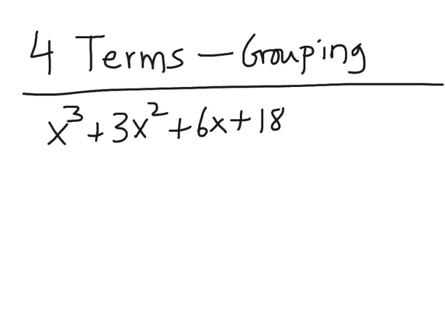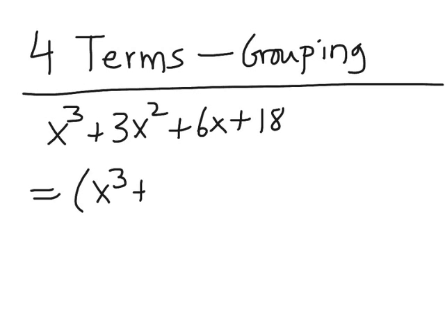The first thing I would do is I would look for a common factor, but I would notice there isn't one. I've got x's in the first 3 terms, but there's no x together with the 18, so there's no x in common. And I've got 3, 6, 18. They all have 3 in common, but the first term just has x cubed. There's no 3 there.